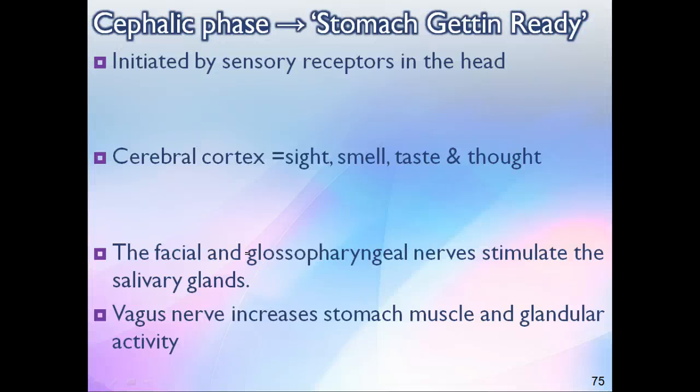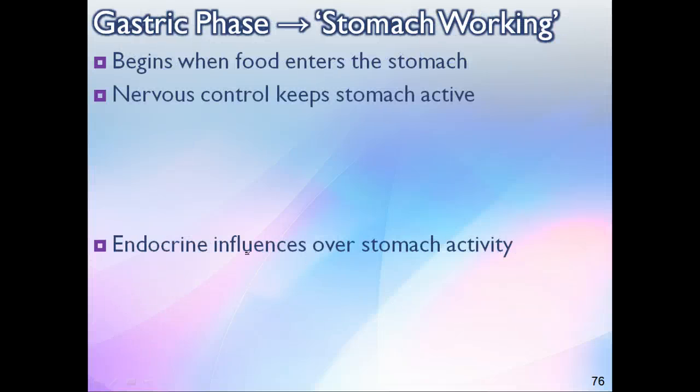Once we actually start consuming food, we then are in the gastric phase, which is the stomach is working. The gastric phase begins when food actually enters the stomach. Under normal circumstances, it's regulated independently via the enteric nervous system, primarily, and secondarily via hormones coming from the stomach in the form of gastrin.